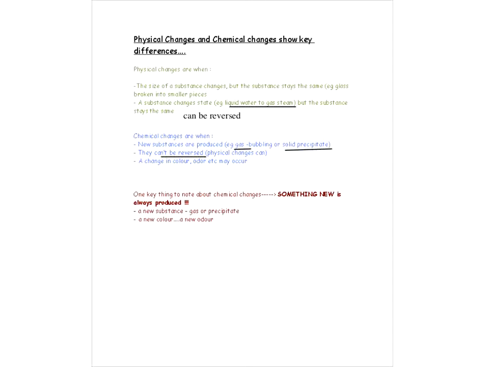When we say that something new is produced, it could also be color or odor. That's really important about chemical changes: something new is always produced. So what is that something? Well, it could be a new substance, like a gas or a solid precipitate, or it could be a new color or a new odor. But whatever the case, something new is always produced with a chemical change.